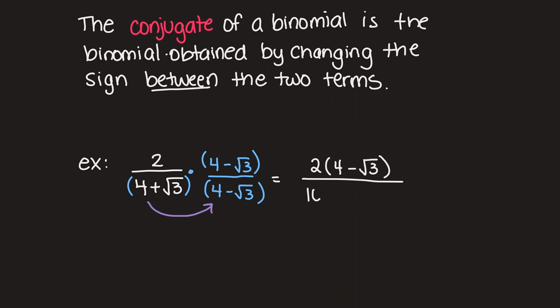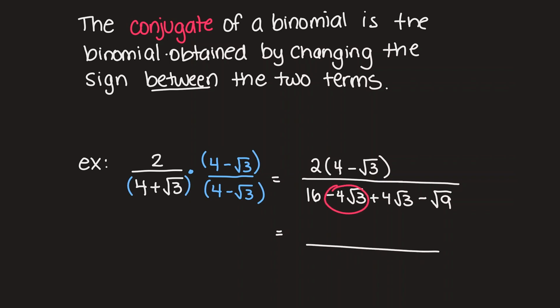This will give us 16 minus 4 square root 3 plus 4 square root 3 minus the square root of 9 in the denominator. So the middle terms will cancel out, and the square root of 9 is 3. 16 minus 3 is 13. And the numerator simplifies to 8 minus 2 square root 3. And now we have eliminated the radicals from the denominator. So our expression simplifies to 8 minus 2 square root 3 over 13.